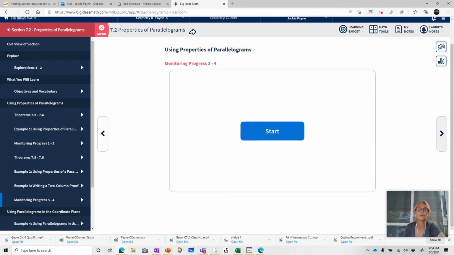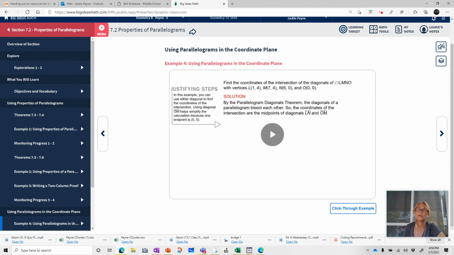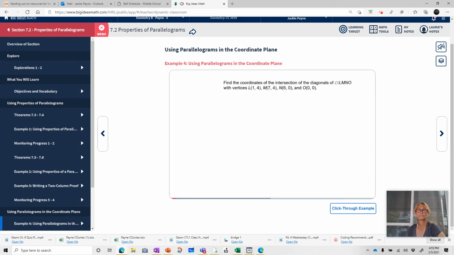Just have a little bit more to go through. These are monitoring problems. Now this part is the coordinate plane problems. We may or may not do them, but I am going to include them in the video. Find the coordinates of the intersection of the diagonals of parallelogram LMNO with vertices L(1, 4), M(7, 4), N(6, 0), and O(0, 0). Solution. By the parallelogram diagonals theorem, the diagonals of a parallelogram bisect each other.